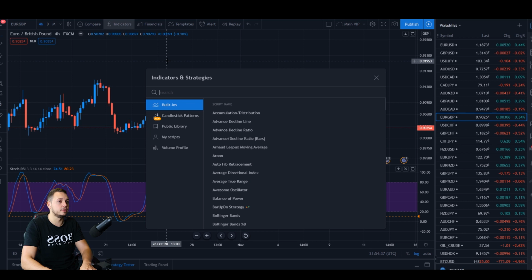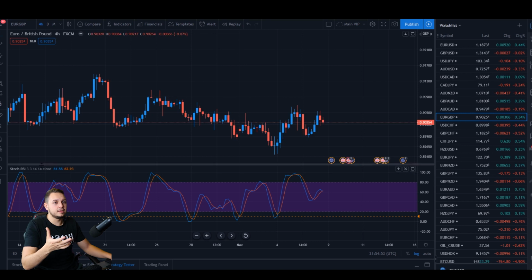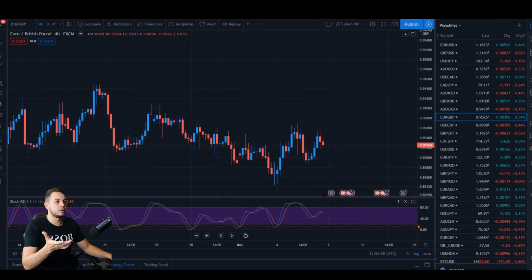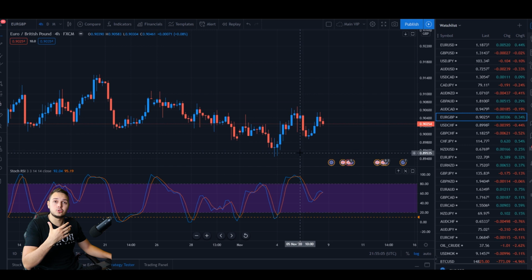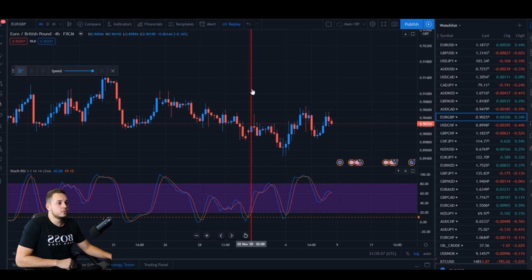If you want to go inside indicators, type in RSI. You can use, as I said, the relative strength index, this one, or the stochastic RSI, which I'm using in this video. Once you select it, leave the default settings on, and you should get something like this. Just extend it so you can see it much more clearly, because we're going to be drawing a few lines on it. Now, to explain everything clearer, I think we should use the replay tool.